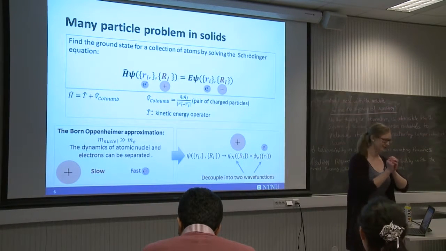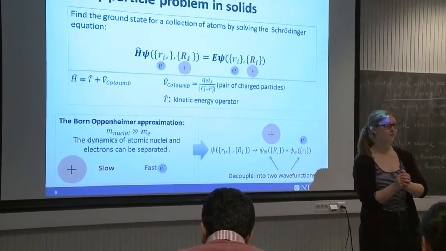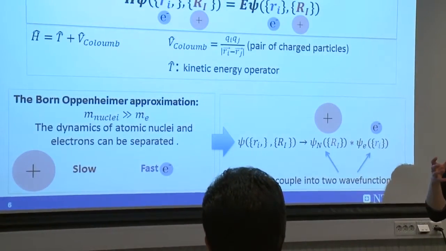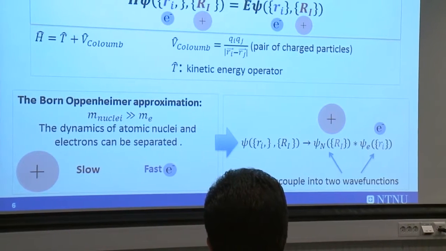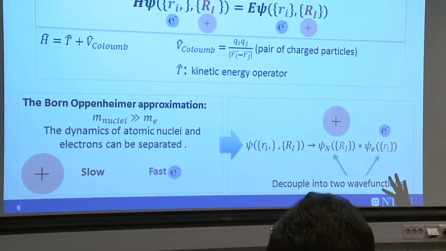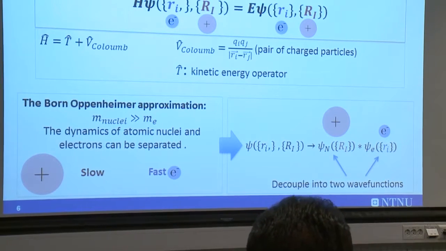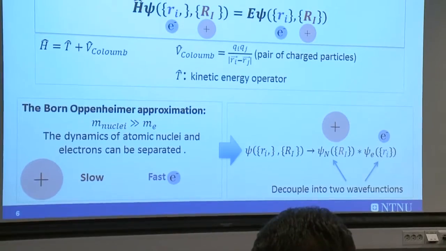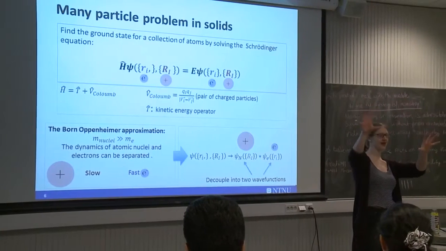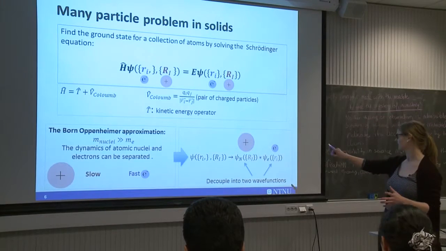And electrons, they are small and they are fast. That means that you can decouple the dynamics of the nuclei and the electrons. So the time electrons need to find their ground state for one specific positions of the nuclei is much faster than the nuclei are able to move, right? So that means that the electrons only see this external potential of static nuclei, right? So we decouple the wave functions.